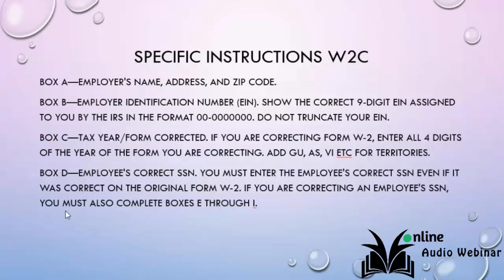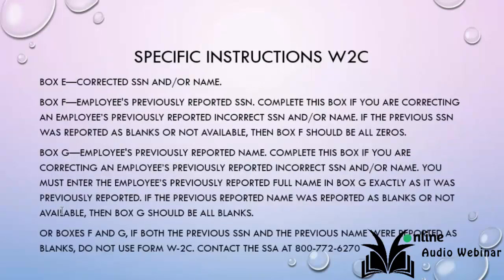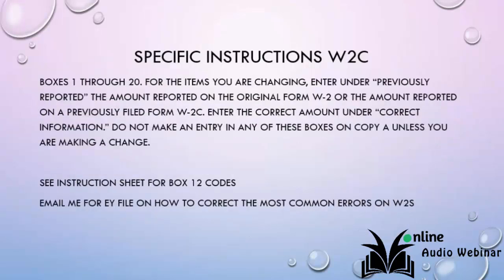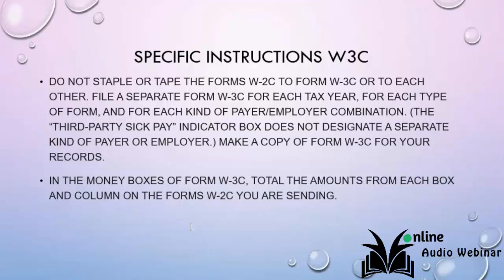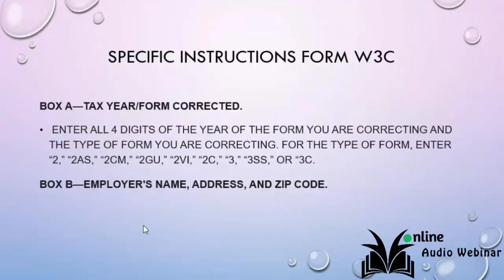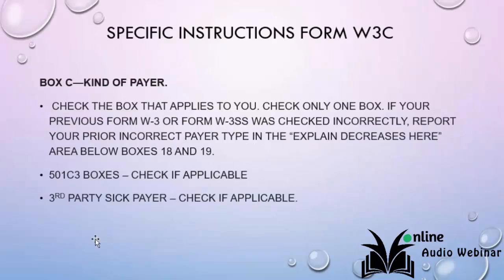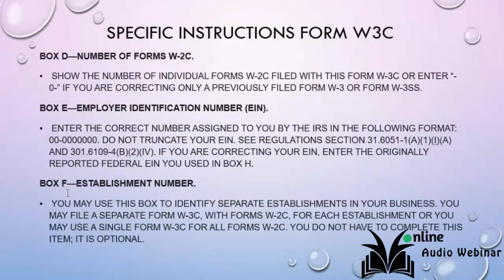All right, so some specific instructions, some box by box instructions for the W2c. Box E of the W2c. Boxes 1 through 20. Okay, so again, W3Cs, you don't want to staple them to the W2Cs, and this is only if you file them on paper. W3C box A is tax year of the form corrected. Box C is the kind of payer. Check the box that applies to you. Check only one box. Box D is the number of W2Cs that you're correcting.